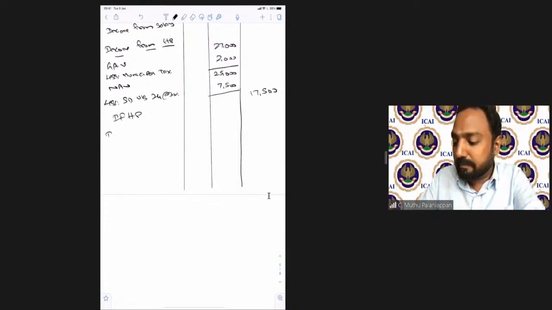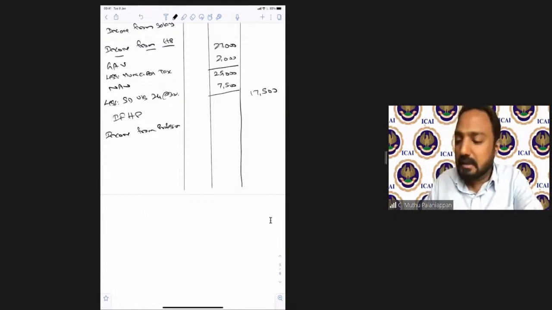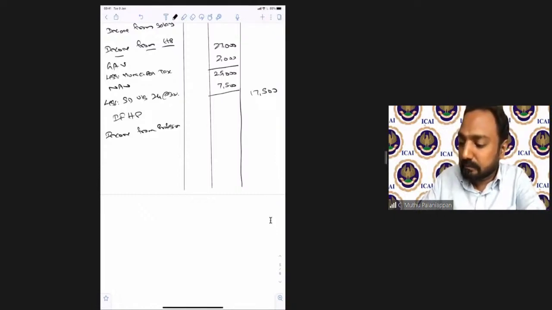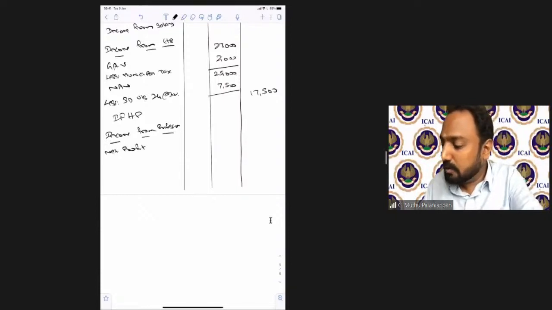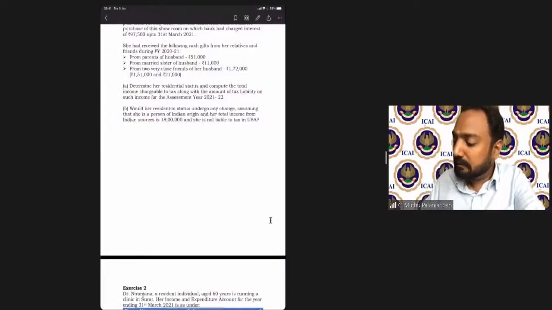So let's assume income from profession. She has a clinic business. So that is your income from profession. We'll have to straight away take the net profit. So we take the net profit. How much is the net profit? 4,40,400.